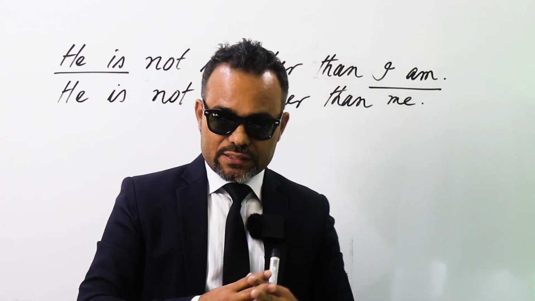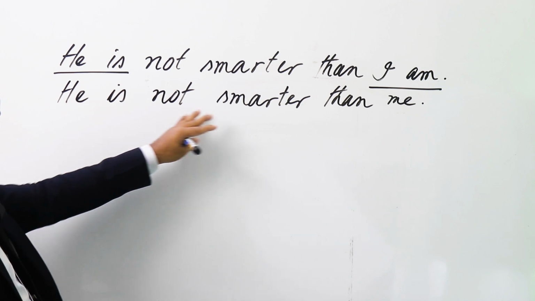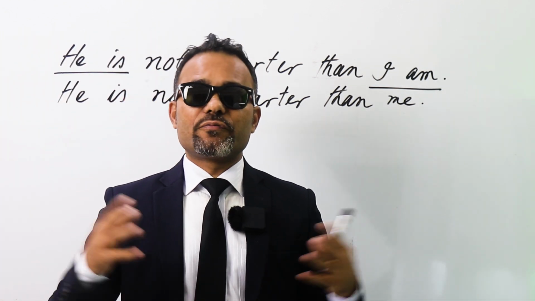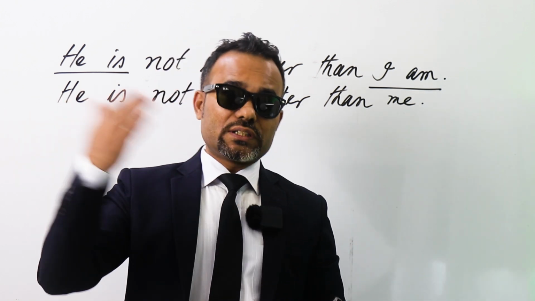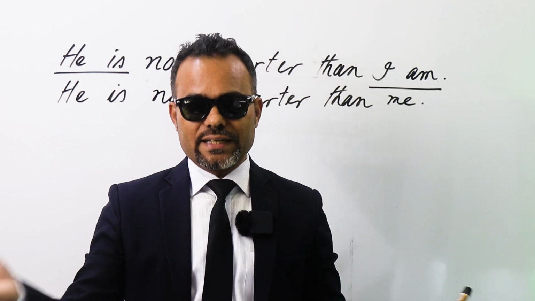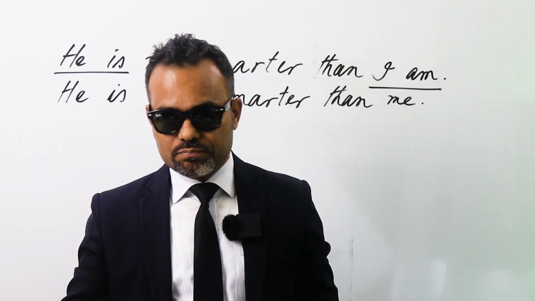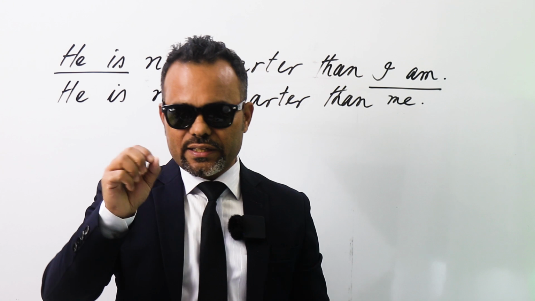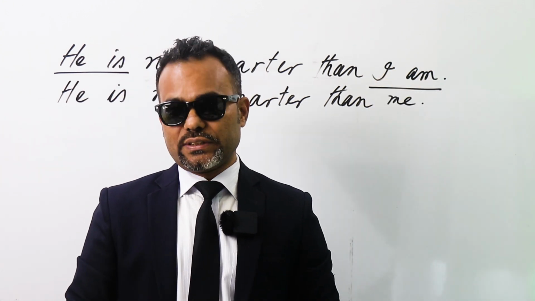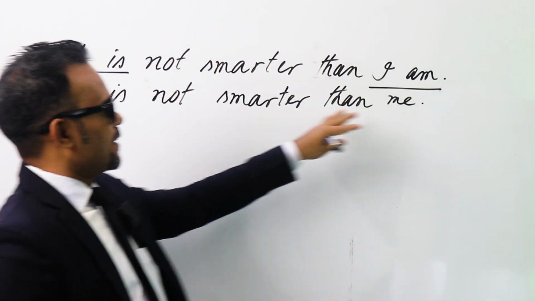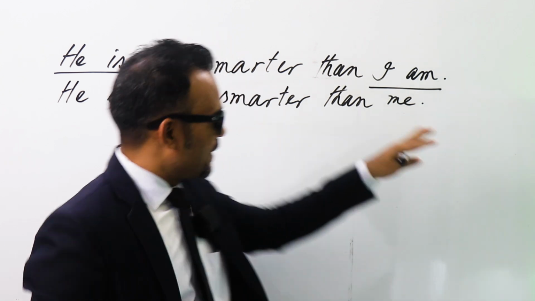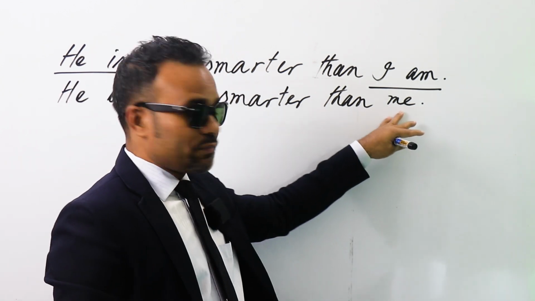What about the other form? The other form is he is not smarter than me. In spoken English, you will frequently find people say I'm taller than him, he is taller than me. This way they say, they do not say he is taller than I am. That is the formal one. In written English you can write this one, or especially in American English you can use it. But in British English, in colloquial English, in spoken English, people frequently use the objective form.